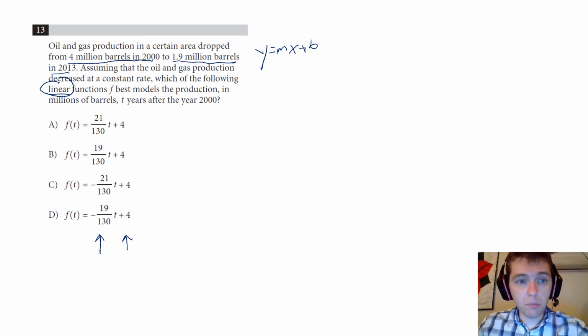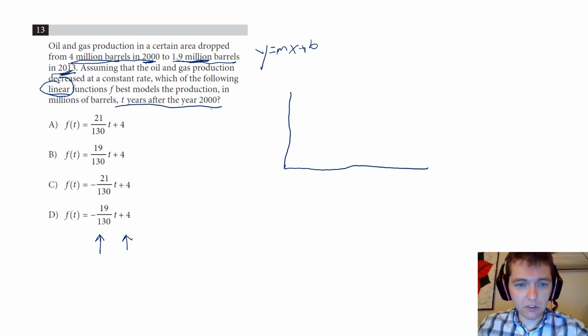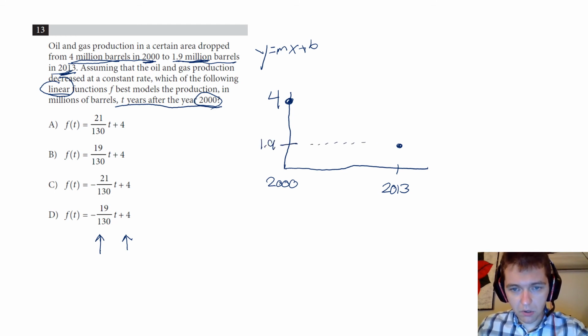So in the problem, they basically give you 2 points. 4 million barrels is your y, and 2000 is your x, and 1.9 million barrels is your y, 2013 is your x. So from that point, you might be able to just jump into equations and start doing this. But if it's at all confusing, draw yourself out a plot. They're saying t years after the year 2000. So your plot starts at the year 2000. And the other point that you have is the year 2013. In the year 2000, they were producing 4 million barrels. And in the year 2013, they were producing 1.9 million barrels. So they have a constant decrease like that, and that trend is supposed to continue.